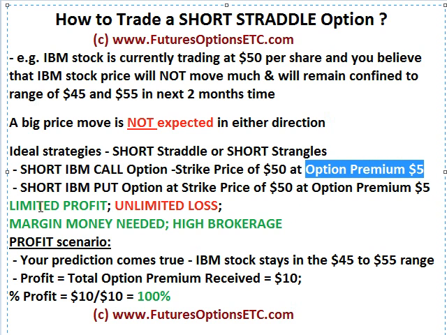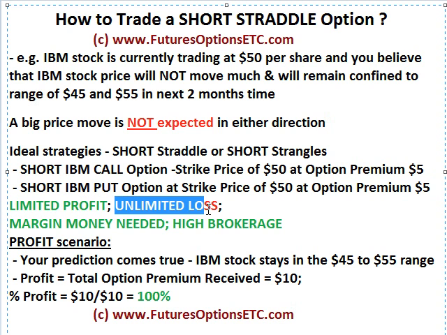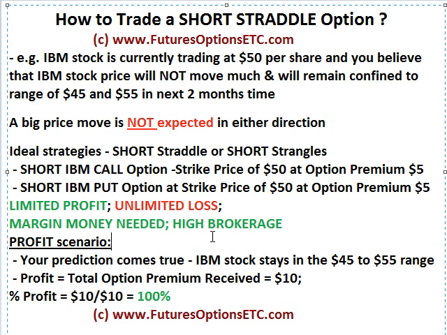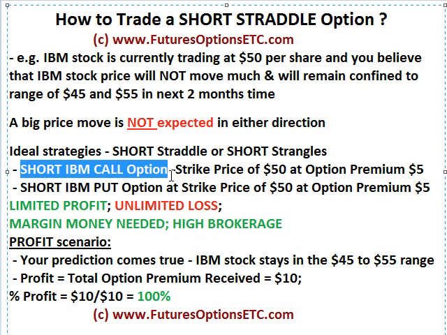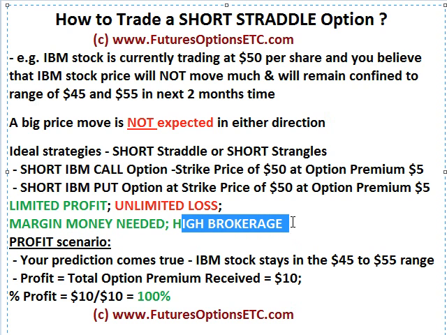Now this short straddle option trading strategy comes with a limited profit but with unlimited loss potential. Also, since you're shorting two options here, there's a need for margin money which can be very high. Additionally, your profits might be limited because of high brokerage, because at the entry you are entering into two options, and at exit you might have to exit both the options by squaring them off, or at least one of them might get exercised, so brokerage cost may get involved.